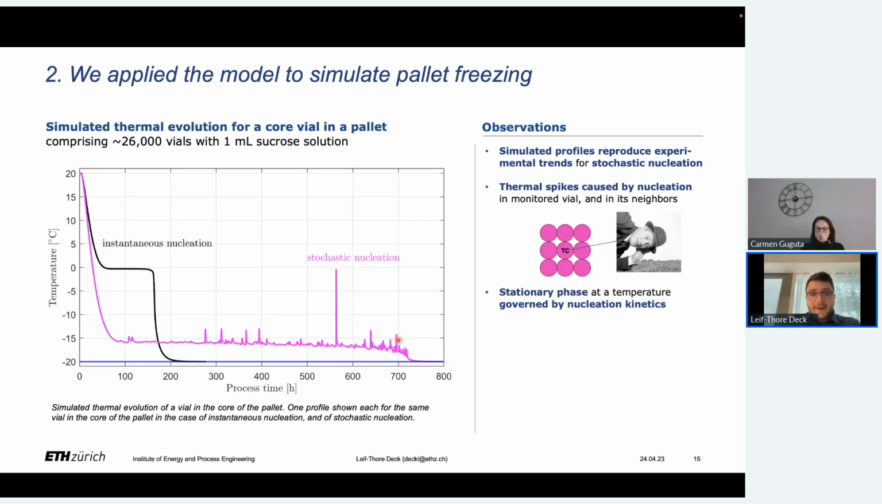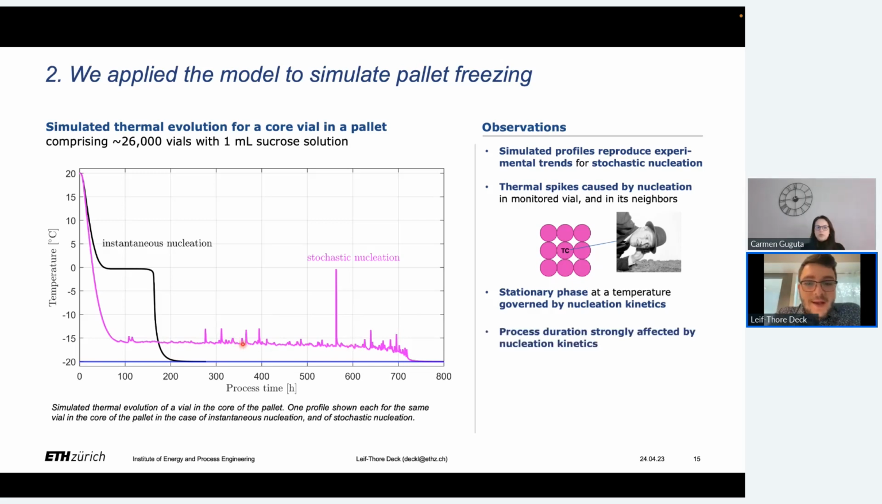Now, we also see that we have this stationary phase where over the course of a very long period of time, the temperature is more or less constant. And this is actually something that is governed by nucleation kinetics. So the lower nucleation is, the lower the temperature of this phase is.